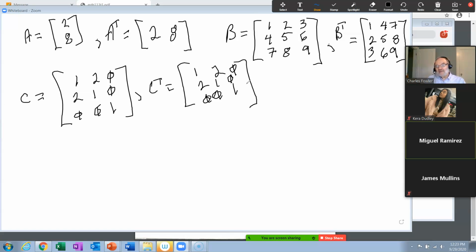Now, this is a special kind of matrix. When a matrix transpose is the same as the original matrix, we call this a symmetric matrix. That's a symmetric matrix because C and C transpose are identically the same. The rows of one are the columns of the other. Well, that's true of any transpose, but then they turn out being the same matrices. Okay, so let's do D.